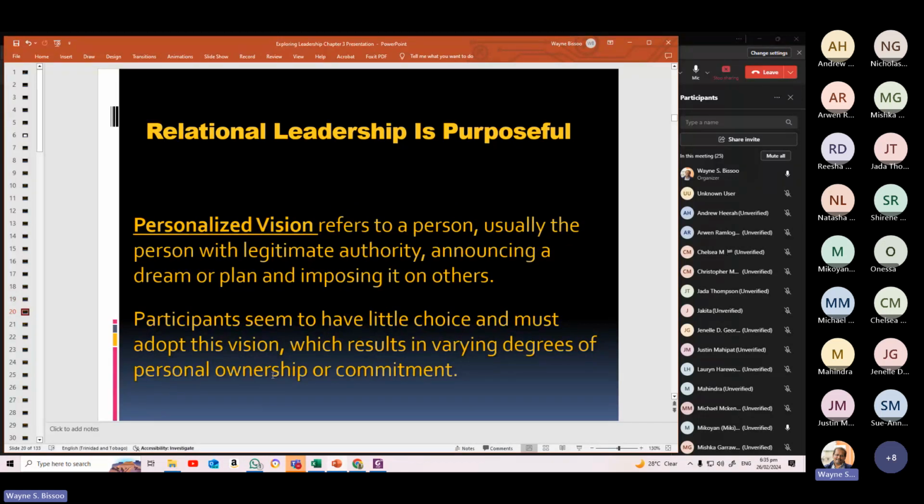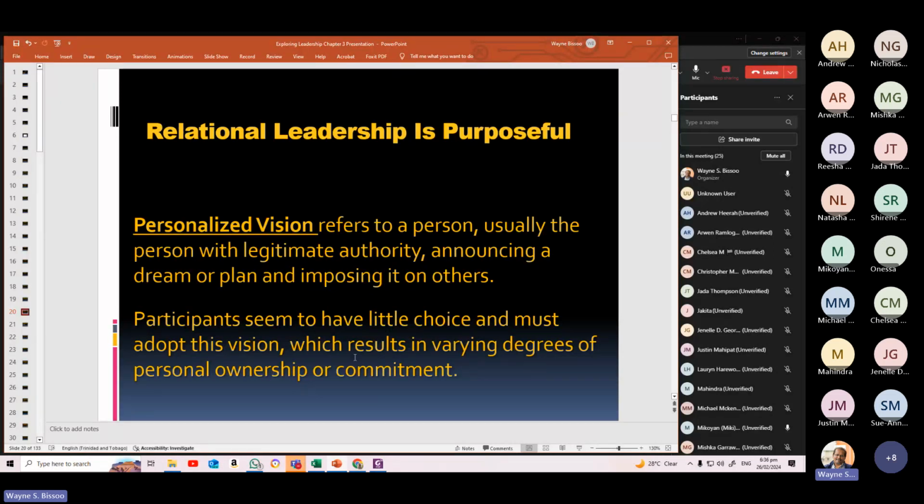Personalized vision refers to a person, usually the person with legitimate authority, announcing a dream or plan that is imposed upon others. So the emergence of any particular idea comes from somebody saying, hey, this is what I'd like to see us doing. When people accept that vision, then you have the genesis of a group coming together.